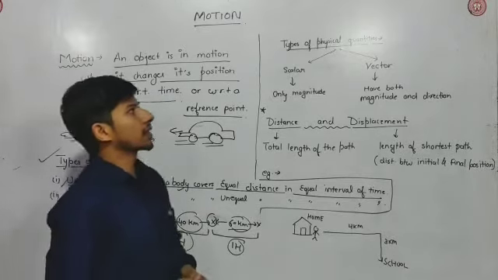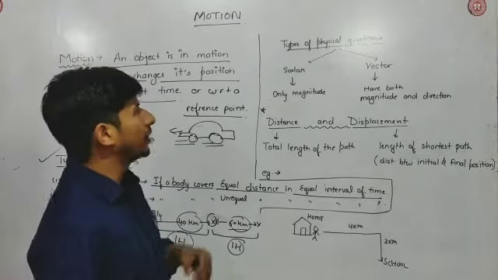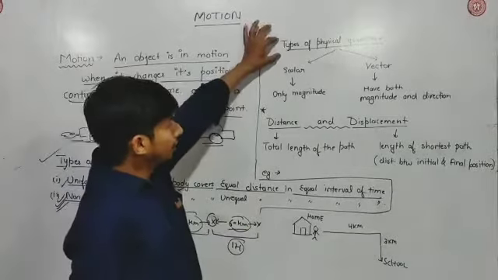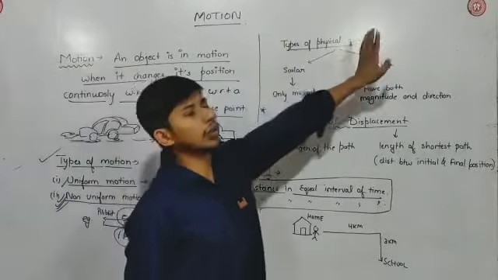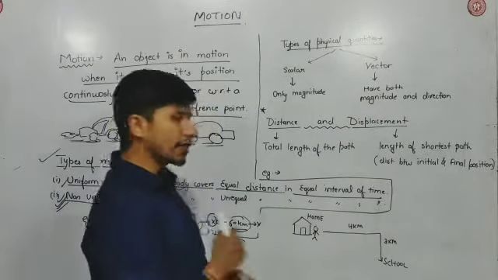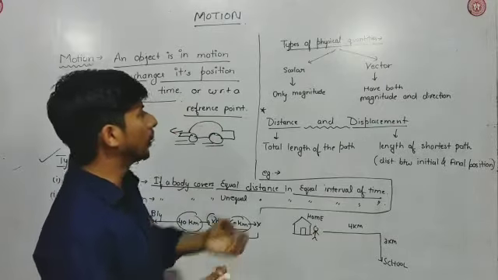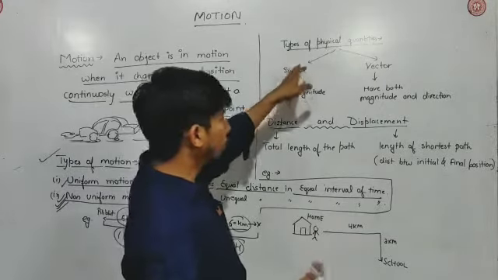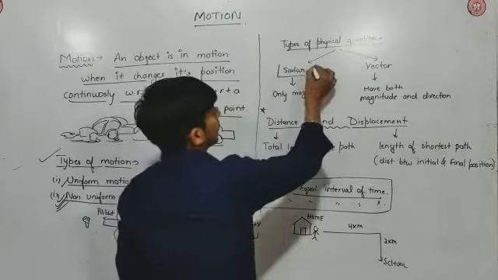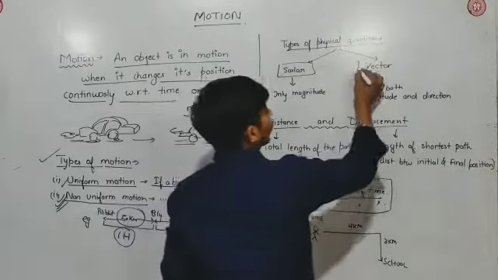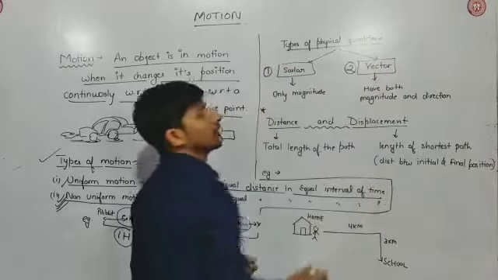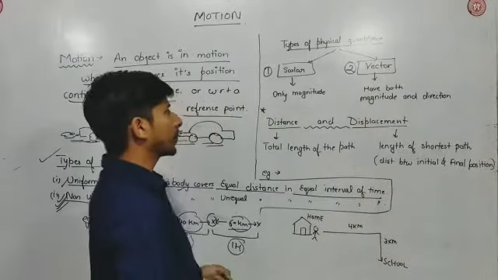Okay, let's discuss further. Now I will tell you some new things: the types of physical quantities. There are two types of physical quantities. The first is scalar and the second is vector. First is scalar quantities, second is vector quantities.